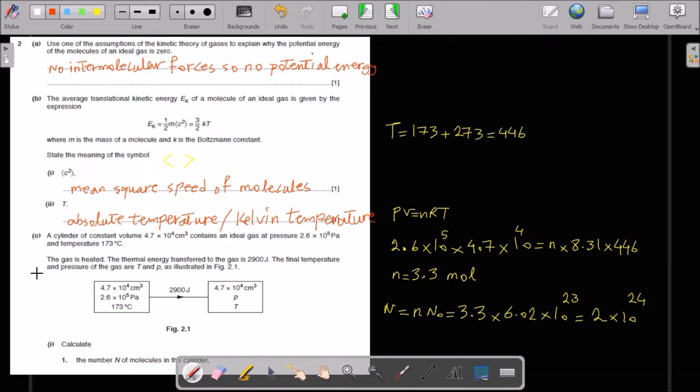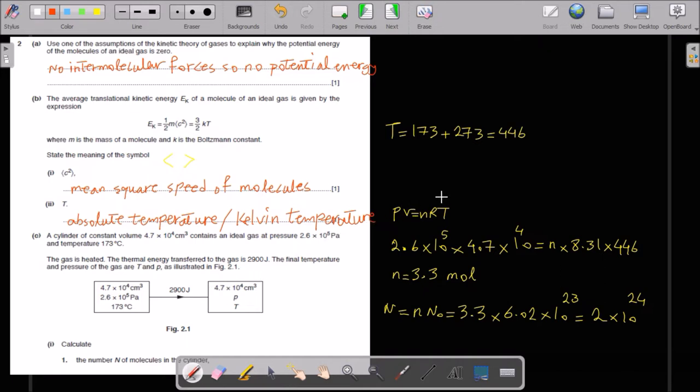Part C, a cylinder of constant volume contains an ideal gas at pressure 2.6 times 10 to the power of 5 Pascal, atmosphere, and temperature 173 degrees Celsius. The gas is heated. Thermal energy transfer to the gas is 2900 joule. The final temperature and pressure of the gas are T and p as illustrated in figure 2.1. Okay, first part. Calculate the number of molecules in the cylinder.